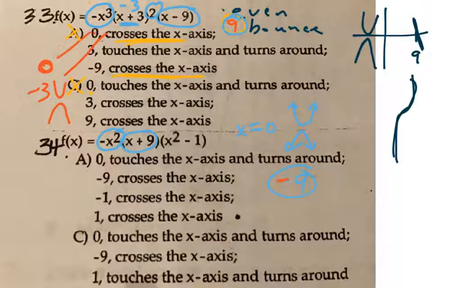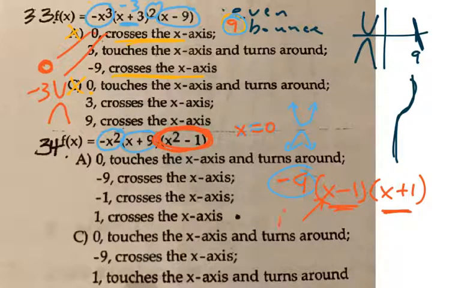Let me actually go to red. It'll stand out a little bit better here. And then finally, let's not be tricked. Do you recognize that right there, guys, as a difference of two squares? Think about it with me. Do you agree x squared minus 1 is really x minus 1 times x plus 1? So what that's telling us is 1 is another 0. Negative 1 is another 0.